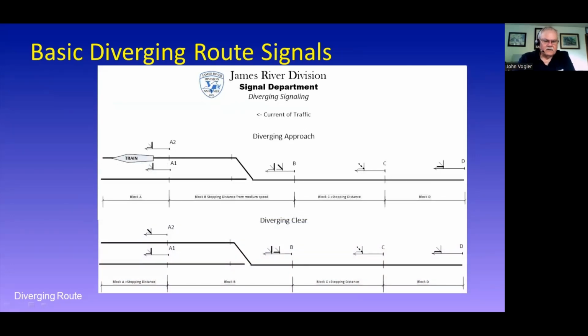And for a clear, it would be very similar. You see the blocks are clear here. This is at least stopping distance away. There's no issue here. This is at least stopping distance. So we can display a clear on B, approaching the next signal.